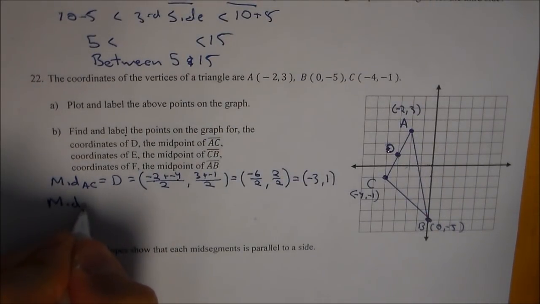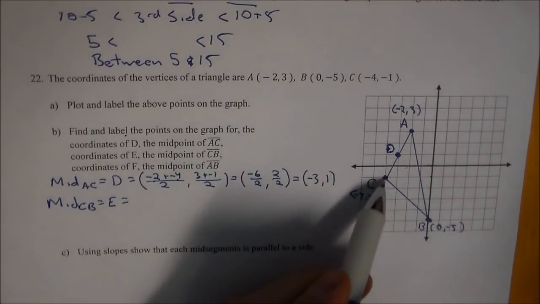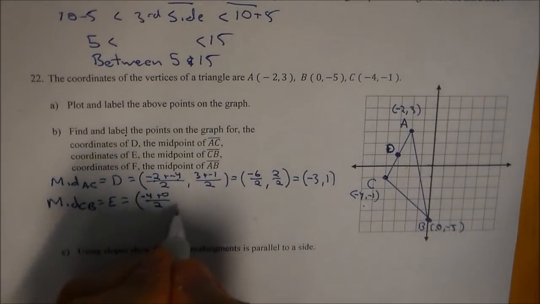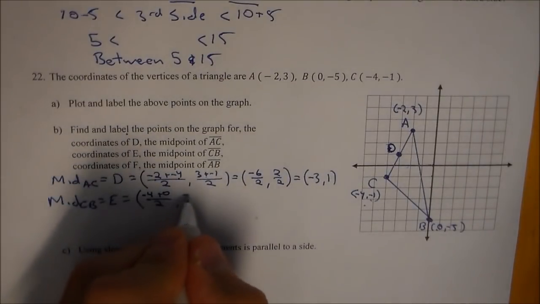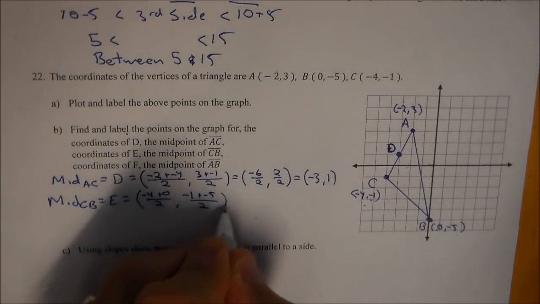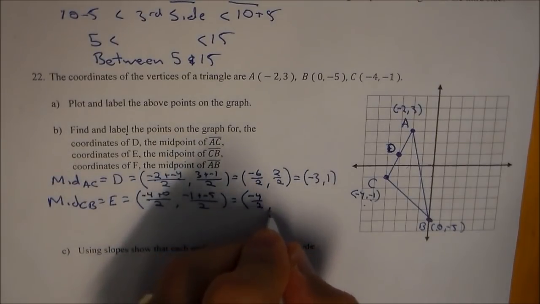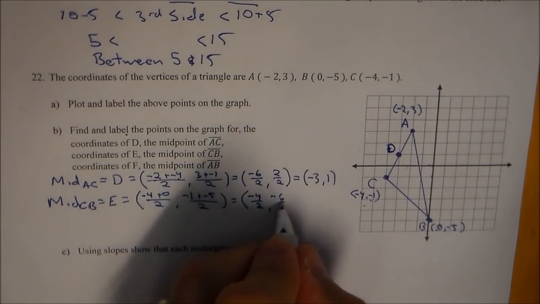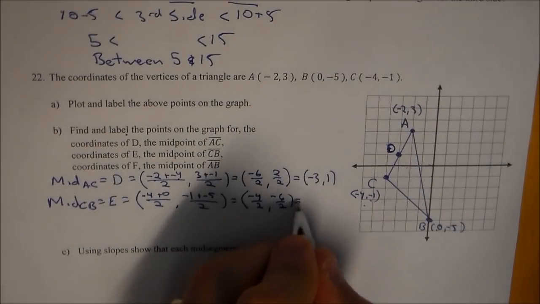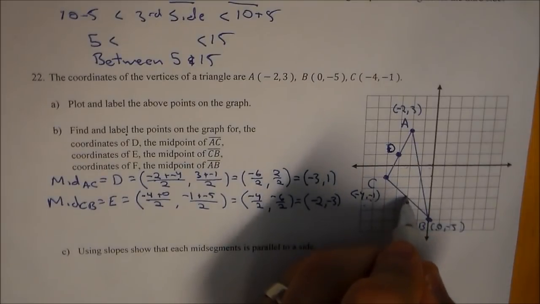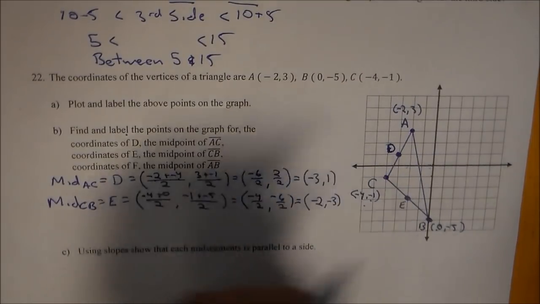Next we're going to find the midpoint of CB, which is point E. So CB are these 2 points. We're going to go -4 plus 0 over 2, because those are our x values, and -1 plus -5 over 2, seeing that those are our y values. -4/2 and -6/2 are the values we get. These simplify to be (-2, -3), and if we plot that point for E, it is the midpoint.